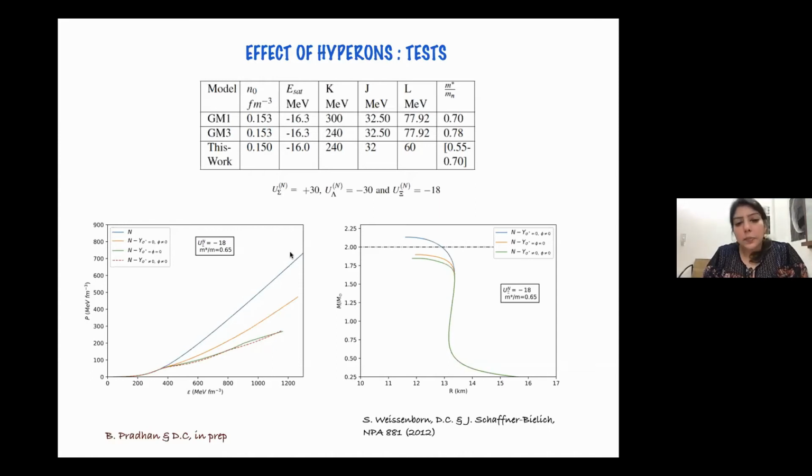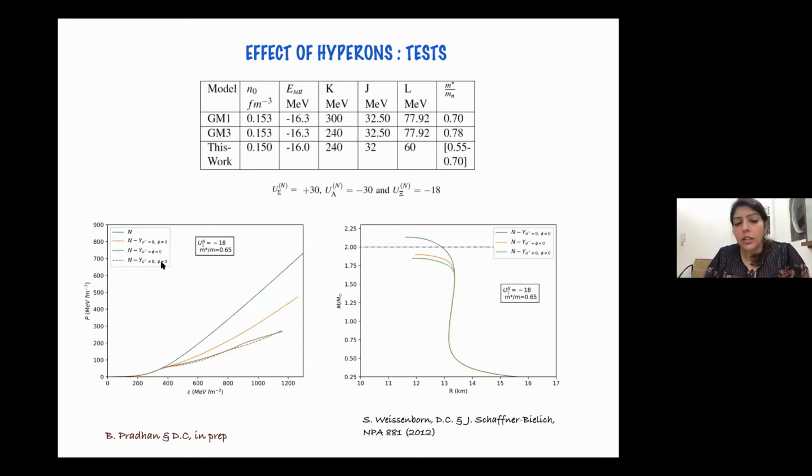But so the blue line here is the nucleonic case, and the other three are with including hyperons. The one in which you consider both sigma star and phi mesons, and the one in which you consider none of the two actually are not very different.